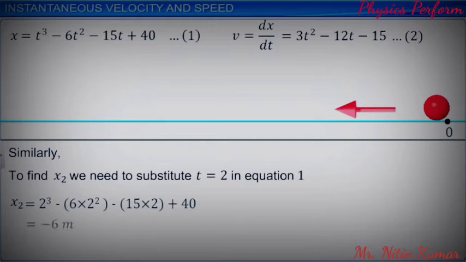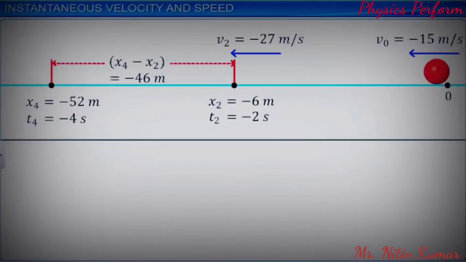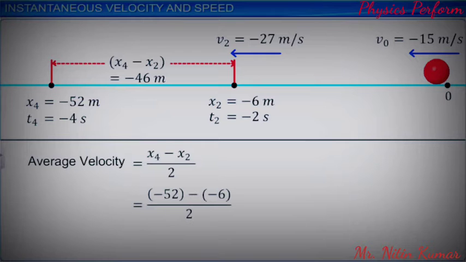Average velocity is equal to (x4 minus x2) by 2, which is (minus 52 minus of minus 6) by 2, equal to minus 46 by 2, which is equal to minus 23 meters per second. Therefore, the average velocity between t equals 2 seconds and t equals 4 seconds is minus 23 meters per second.